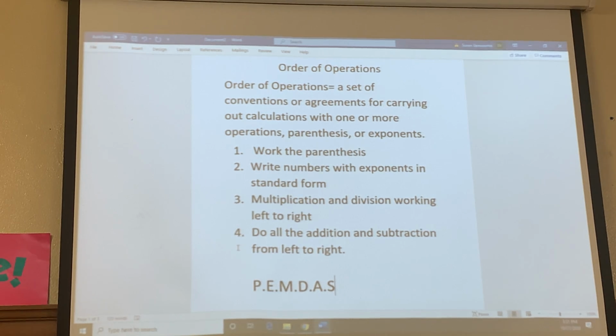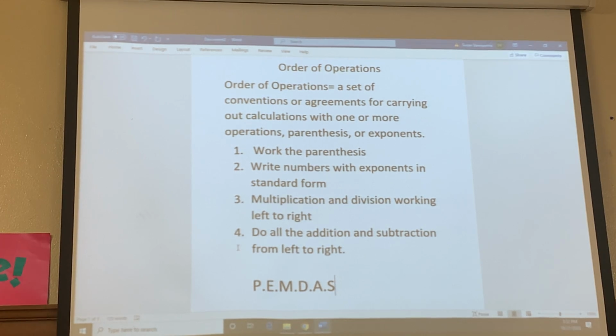So what do you do, and in what order do you do it? Well, the first thing you do is work out the parentheses. In PEMDAS, the little acronym we have, P stands for parentheses, so you work everything in the parentheses first. Number two: once you're done with that step, you write the numbers with exponents in standard form, like 10 squared would be 100.